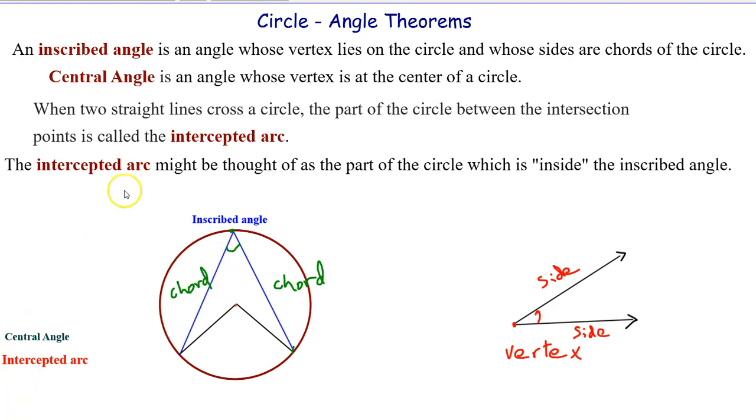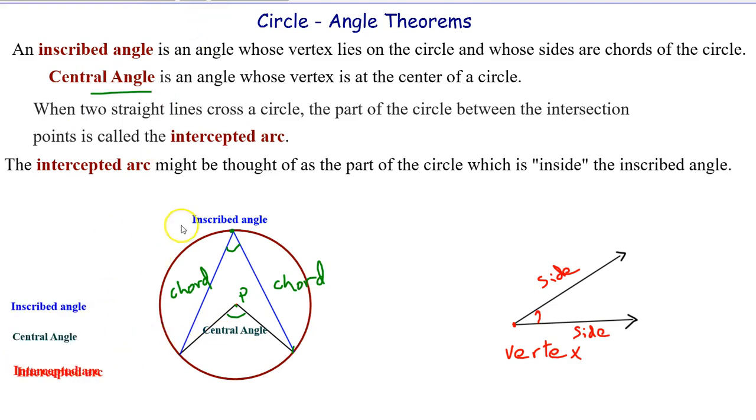Now similarly, we have another angle over here that is called the central angle. This angle is the central angle because the vertex is at the center. This is the center of the circle. Let us say P is the center of the circle, and those two are the radii. Hence, we call it a central angle. A central angle is an angle whose vertex is at the center of the circle.